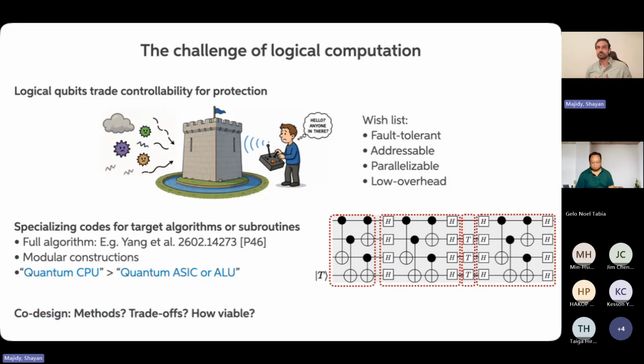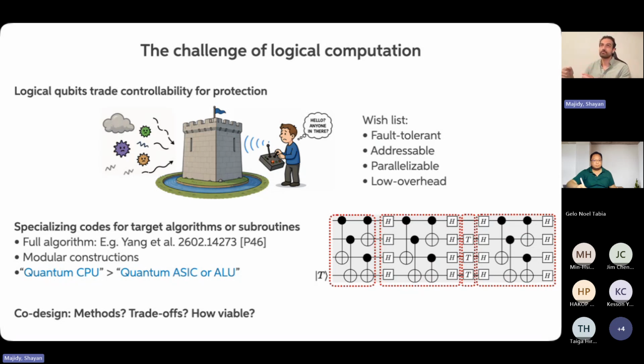So the specialization, also in the literature, is sometimes called co-design. There's a lot of open questions around it. One is, how do we actually take an application or algorithm and optimize a code for it? It's fine to say these are the gates we want, but how do we actually build a code that does those gates?